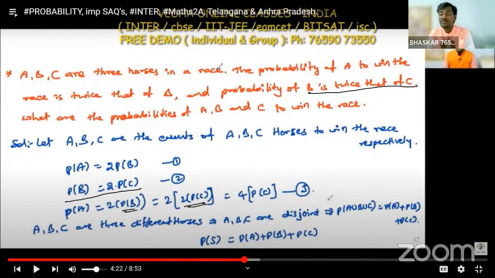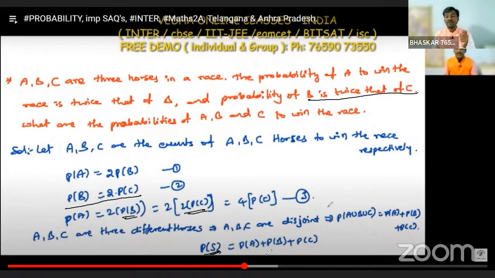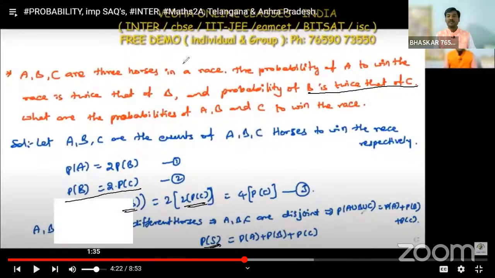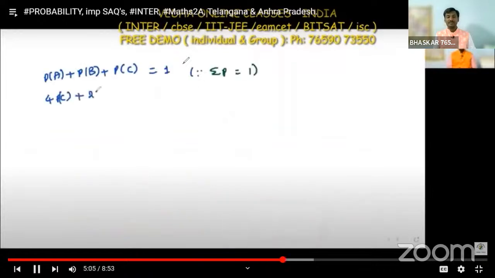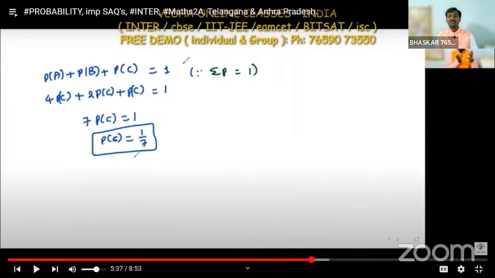That means probability of A union B union C is equal to probability of A plus probability of B plus probability of C. The A union B union C probability is equal to the probability of the sample space S, the total probability only. And we already know that the total probability is 1. So probability of A plus probability of B plus probability of C equals 1.